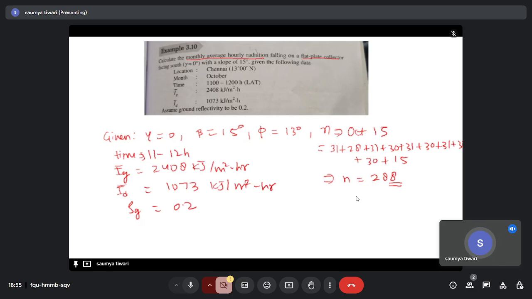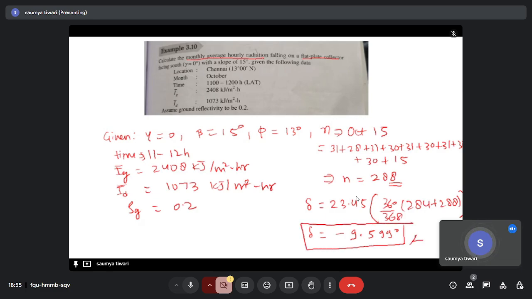So first of all, calculate all the required angles. From this n we can calculate the declination angle, 23.45 times sine of 360 by 365 times (284 plus n), where n is 288. If we calculate this, your declination angle will come to be minus 9.599 degree. So this is your declination angle.